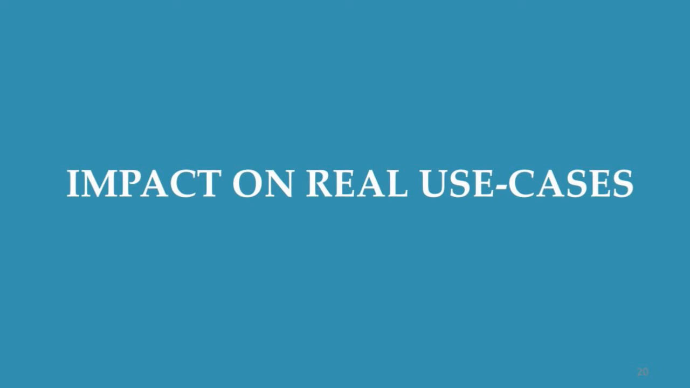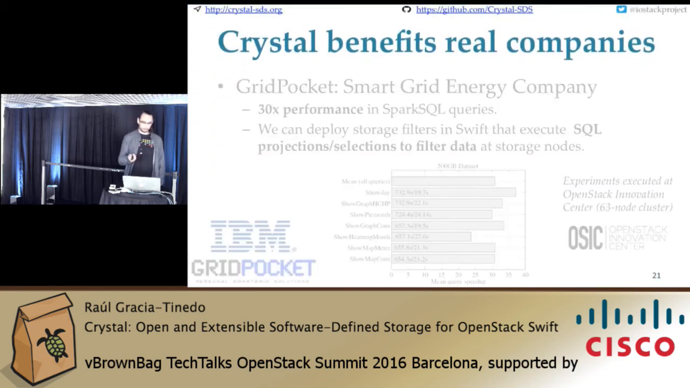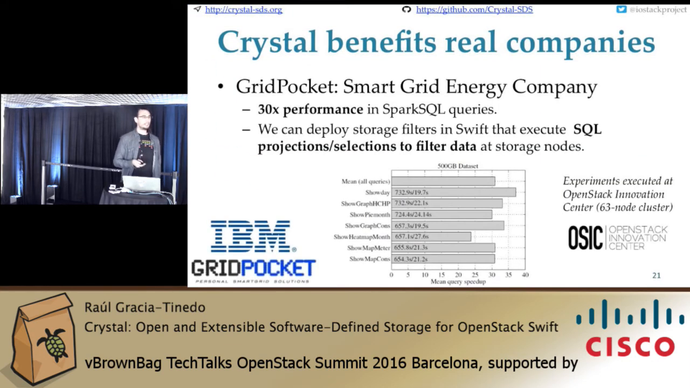Crystal, in fact, is being applied in the context of the IOStack project on several use cases. For example, GridPocket is a smart grid energy company. This work was done in conjunction with IBM, and one of the things that Crystal helps to do is to make Spark SQL queries much faster for GridPocket. In this case, up to 30 times faster.